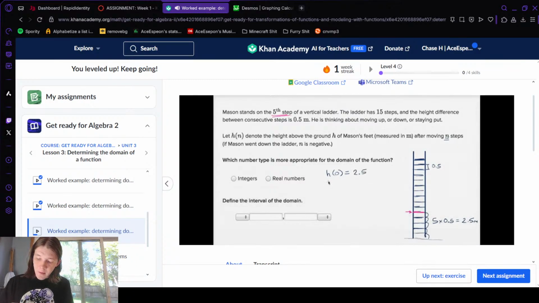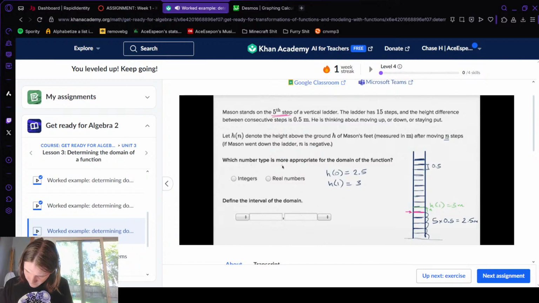If I said h of 1, that means he goes up 1 step. So here n would be equal to 1. So if he goes up 1 step, h of 1, he's going to be 0.5 meter higher. So that is going to be equal to 3 meters. So we could keep doing that for a bunch of different inputs. But anyway, that's not what they're asking us about.